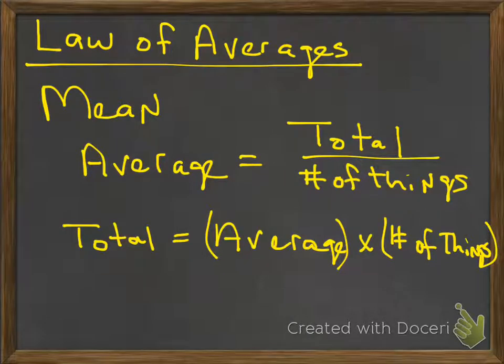Alright, so here we go with law of averages, SAT. Some of you have already seen this because I was going over it with you in class, but just as a little refresher, you've got the mean average, which is equal to the total divided by the number of things, and the total is, of course, equal to the average times the number of things.